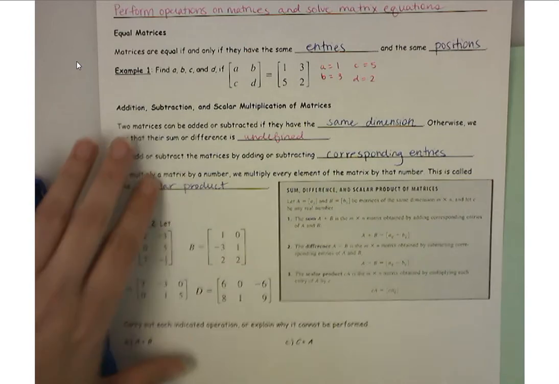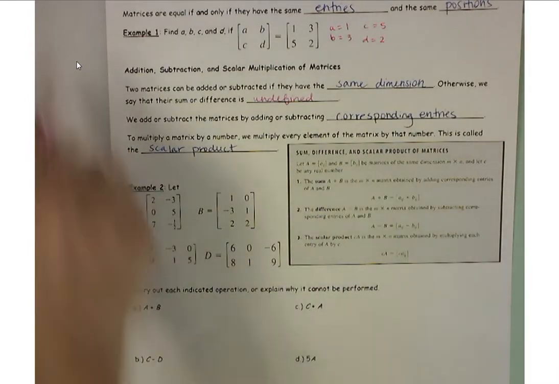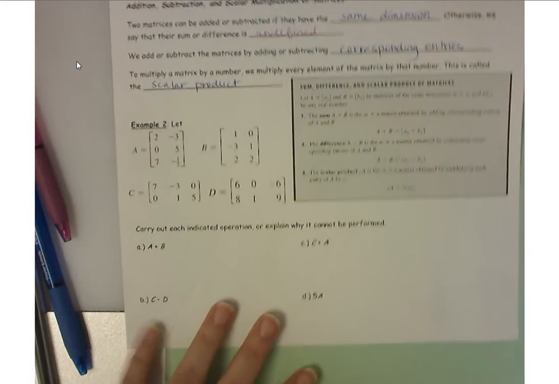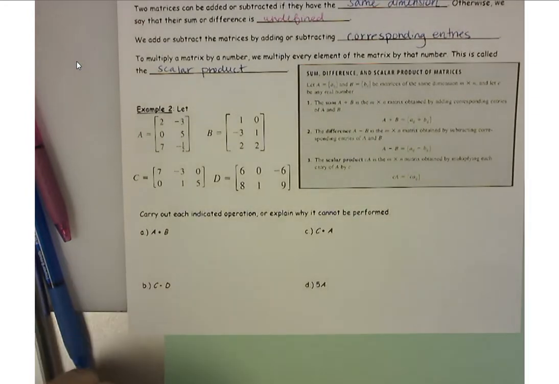Then we read about how you can add or subtract if they have the same dimension. And if they're not the same dimension, then we'd say that that's undefined. So you're just going to add or subtract the corresponding entries together. And then you can also multiply by a scalar, and that's called the scalar product.